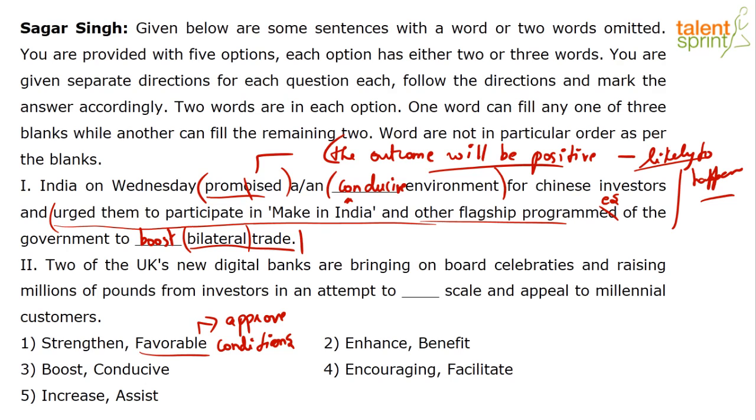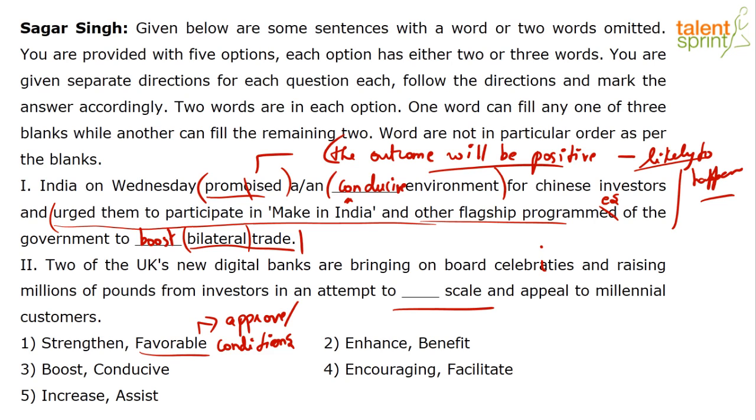Yes, it is. Second one, two of the UK's new digital banks are bringing on board celebrities and raising millions of pounds from investors in an attempt to dash, scale and appeal to millennial customers. Again, I want you to apply collocation in an attempt to do something. What is that? What's the right word? Okay.